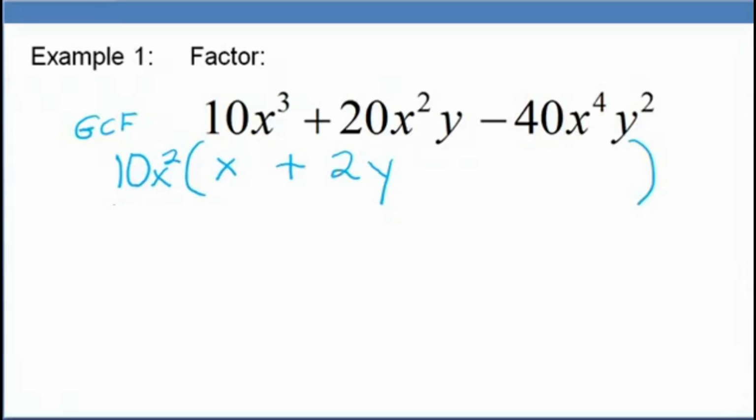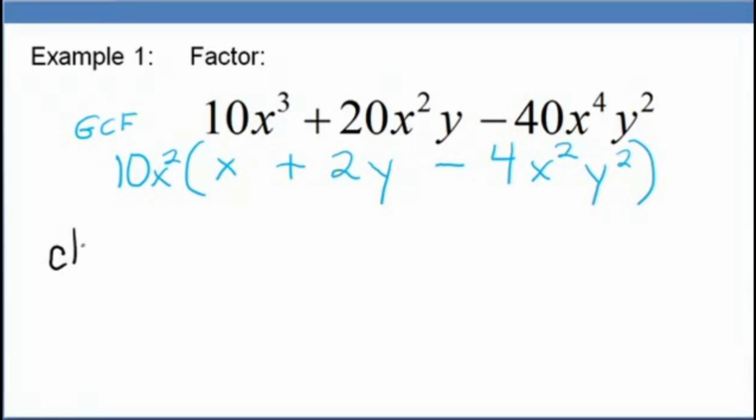Then we're going to multiply by something to get our last term. So we have a 10. We would like to get back a negative 40. So we're going to need to multiply by a negative 4. And then for our x's, we have x squared, so 2 x's, and we want 4. So we're missing 2 more x's. Also, we want to get a y squared, and we don't have any y's, so the y squared will need to be here. This is now a product, so it is factored. To check, we will multiply it back.